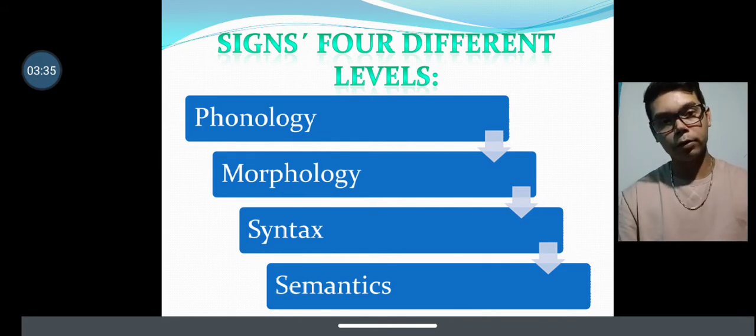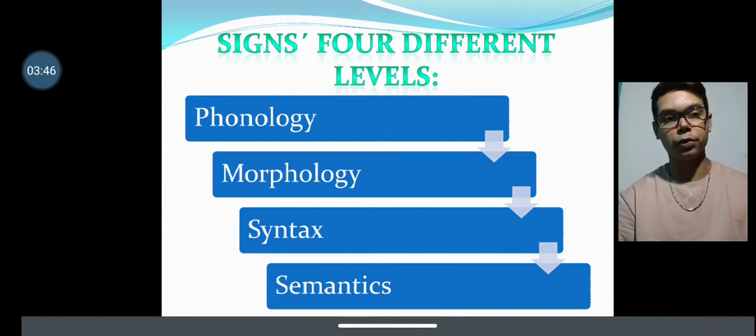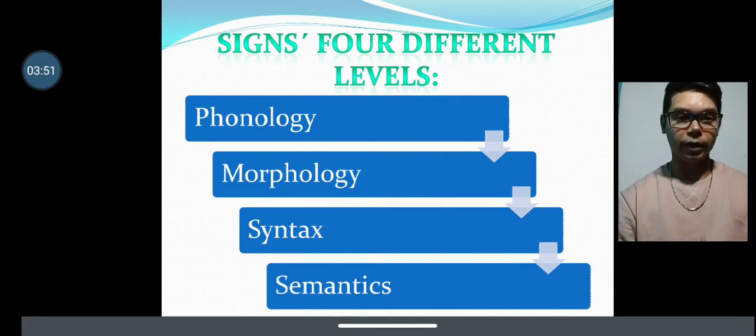En segundo lugar, nos encontramos con la morfología, morphology. Morphology is a study of the word and its composition. Como veremos más adelante, la morfología va a ser el estudio de las palabras y su composición.